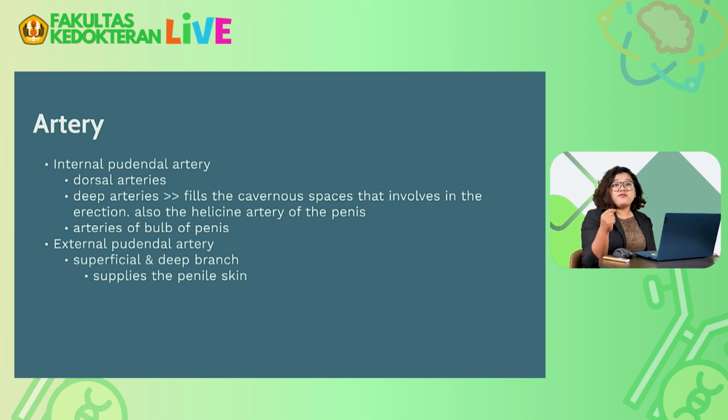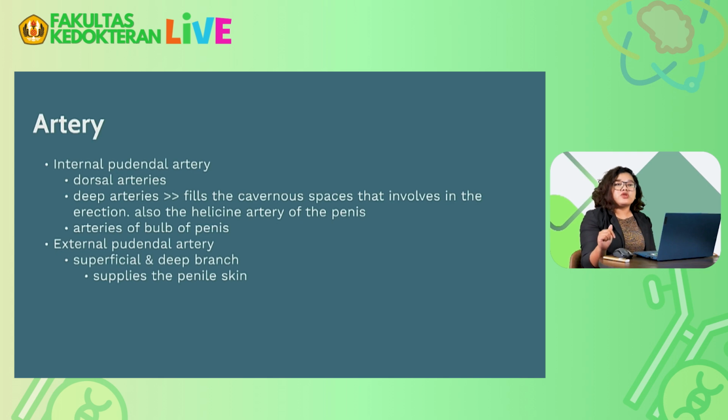Also, the helicine arteries of the penis shrivel and don't contain any blood during the flaccid state, and they engorge with blood after the action of erection has started. And then we also have the arteries of the bulb of the penis. That's from the internal pudendal.